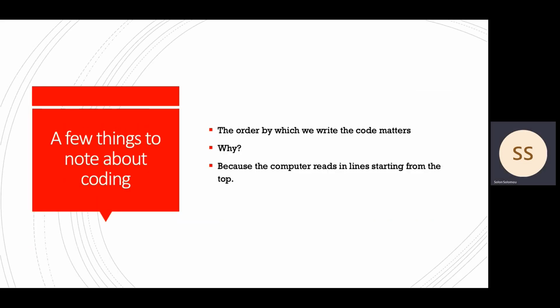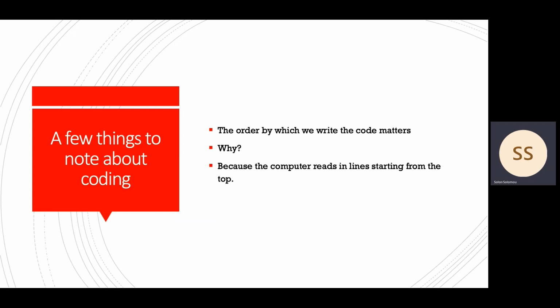Right. So a few things to note about coding. The order by which we write the code matters, because the computer reads from the top to the bottom, same as you guys. When you read a book, you don't start from the end chapter and go to the front chapter, or the middle chapter and go to the end, and then start from the start again. You start from the top and you go down. Okay, so the computer is going to read the code from the top to the end.